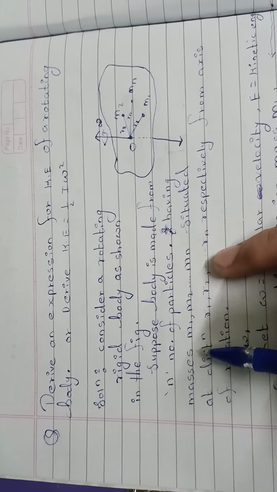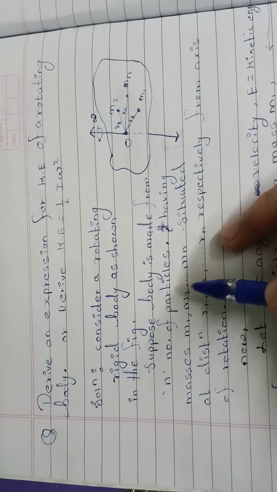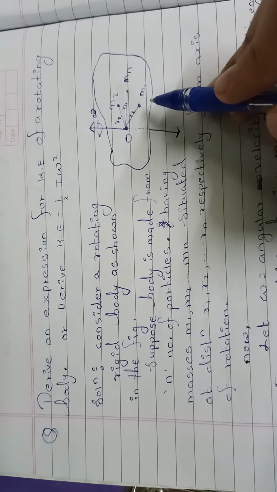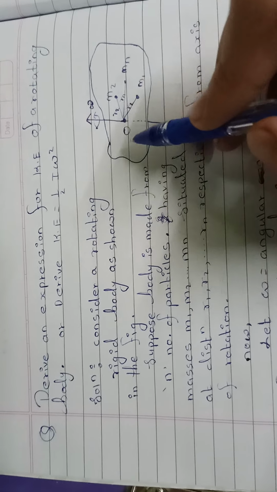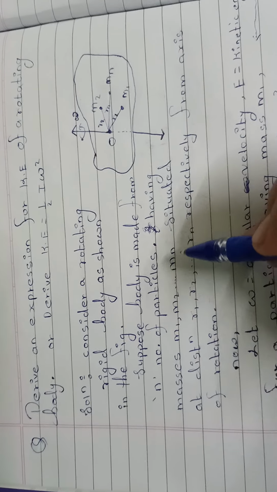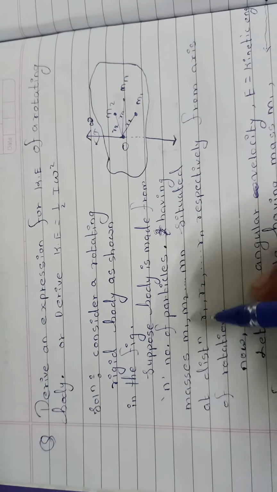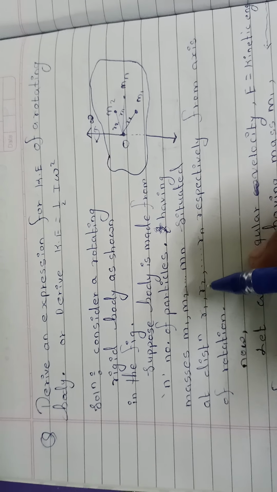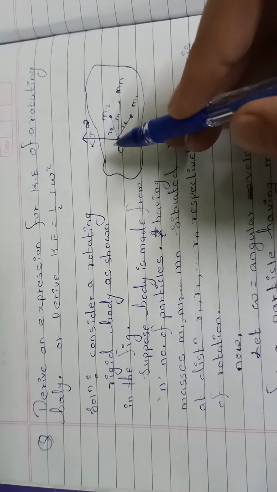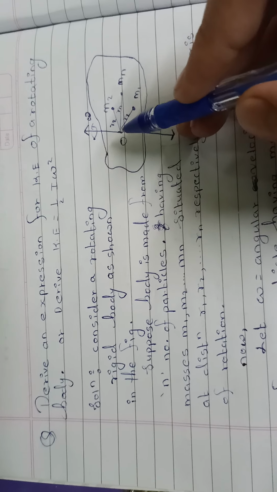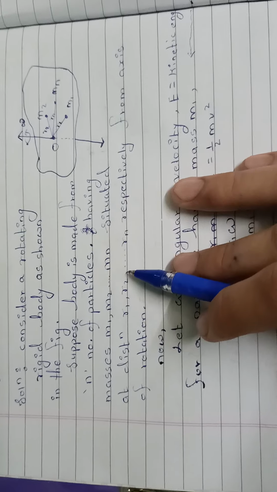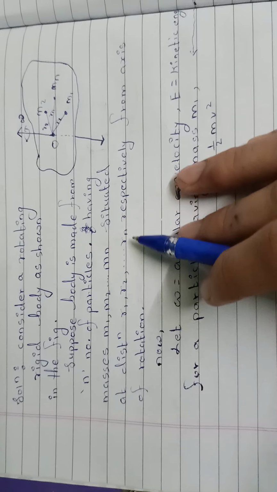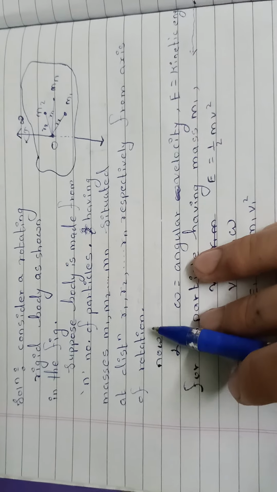It has masses m1, m2 till mn. Here the mass of this particle is m1, this particle is m2, and so on till mn, n number of masses. They are situated at distances r1, r2 and rn from the axis, the center of the axis, respectively from the axis of rotation.